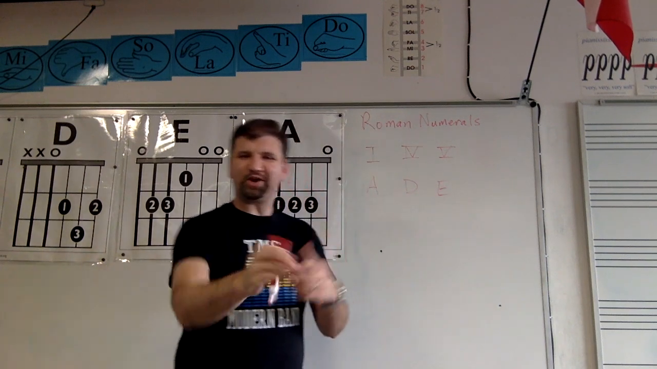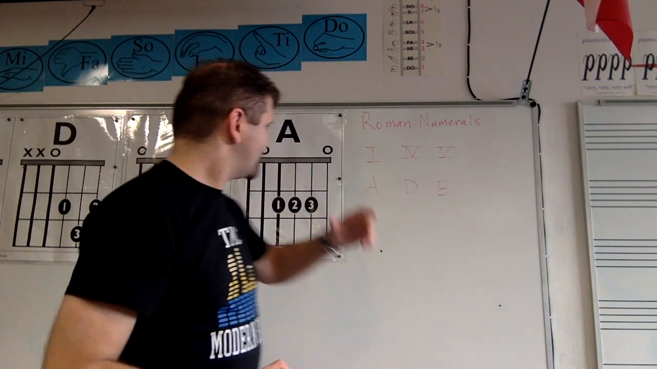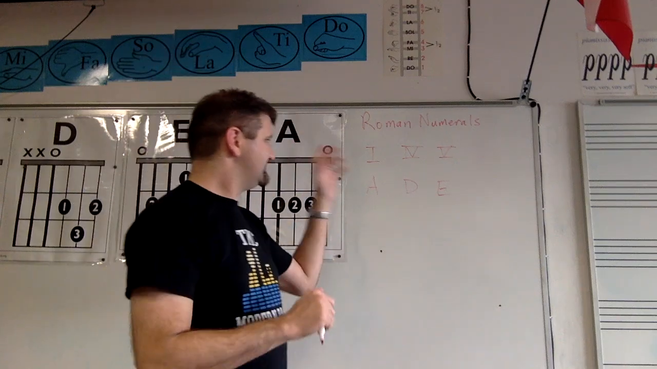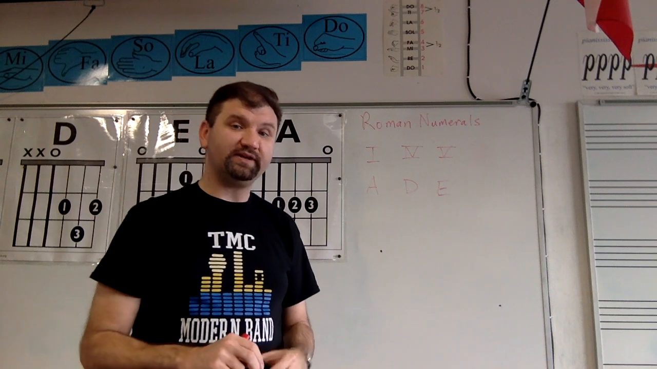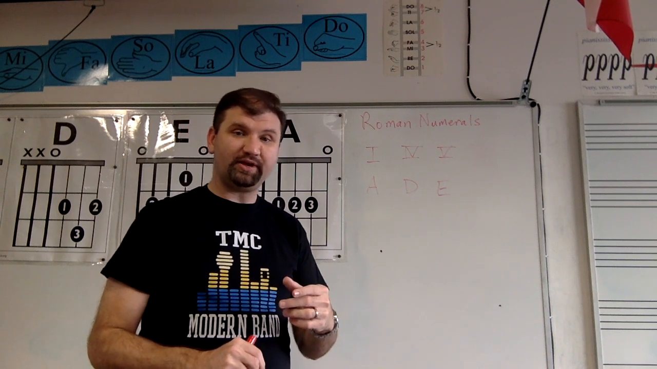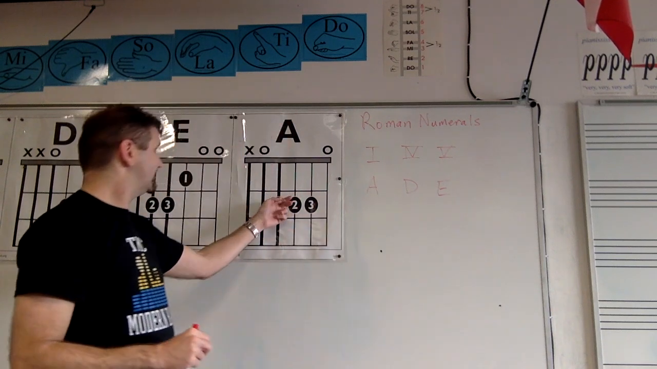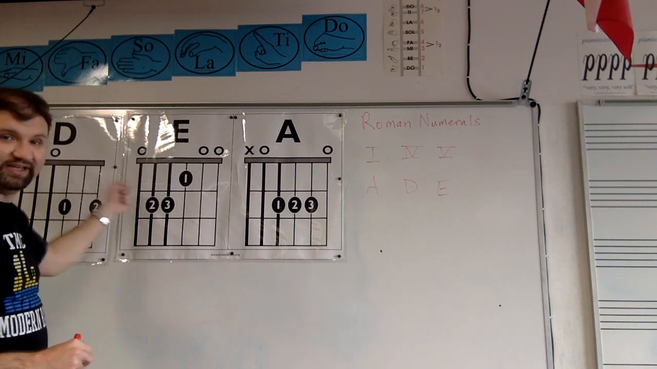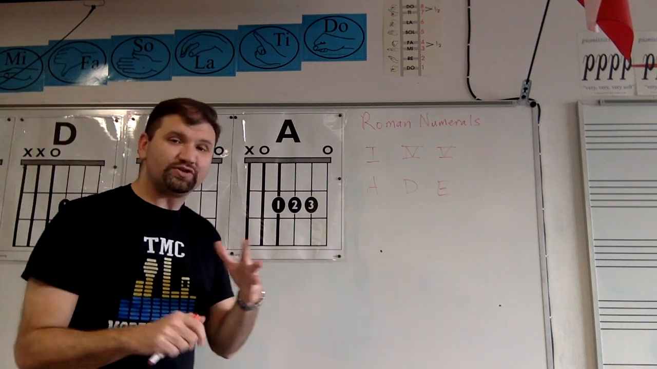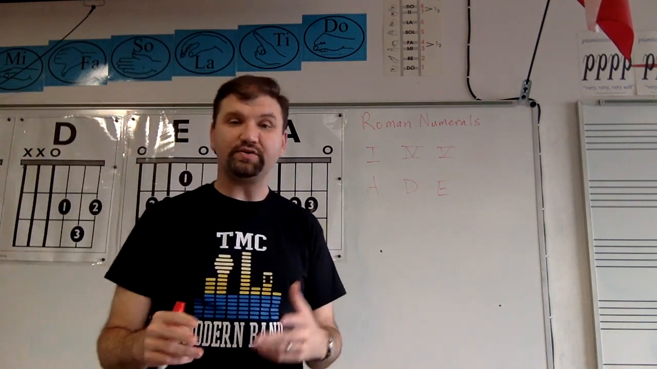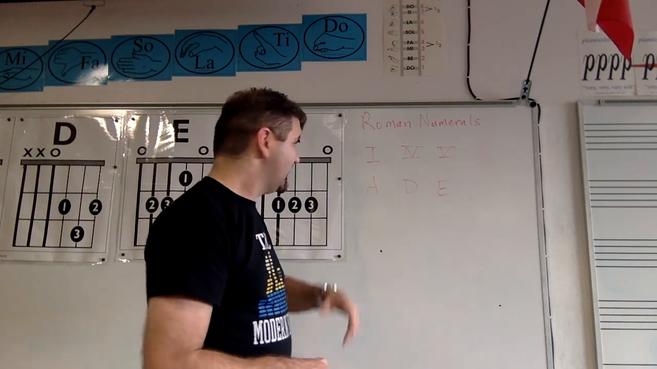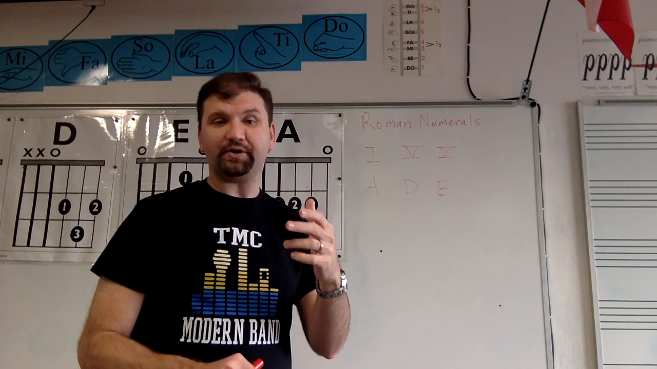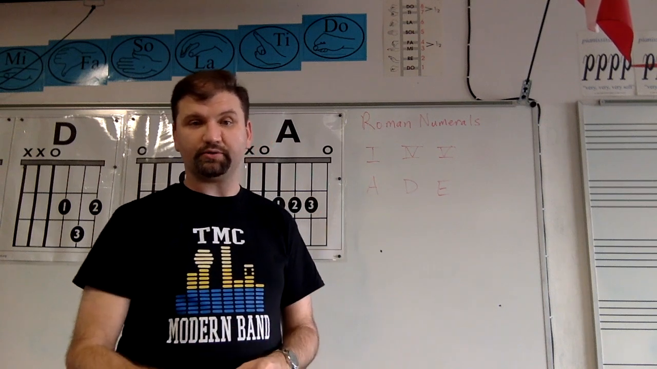Hey, those look familiar with what we've been working on lately. So if A is the 1, and D is the 4, and E is the 5, if I played a 1-4-5 in the key of A, I'd be playing A, D, E. You can do this with any key, and as long as you know the scale really well, then you can figure out what the chords are supposed to be. And they do follow a distinct pattern that you'll start to recognize once you work with more of them.